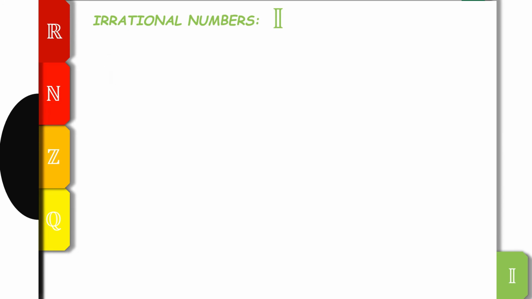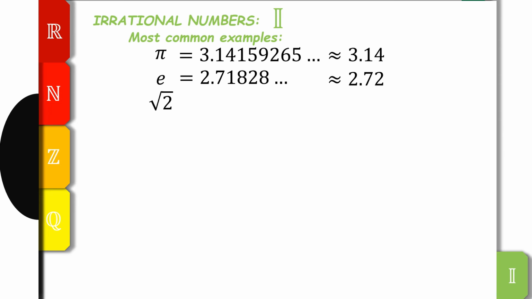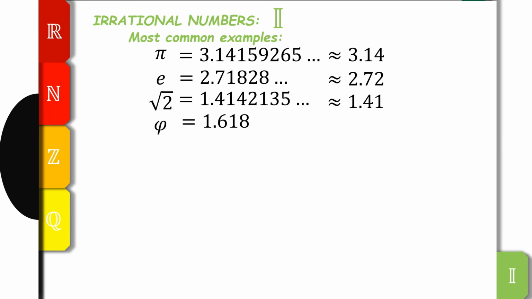The four most common irrational numbers are the pi constant, whose value is this one and can be approximated to 3.14. Then there is Euler's constant, whose value is this one and can be approximated to 2.72. Then we have the square root of 2, whose value is this one and can be approximated to 1.41. And finally we have phi, which we can call the Fibonacci number or the golden ratio or many other names. Its value is this one and can be approximated to 1.62.